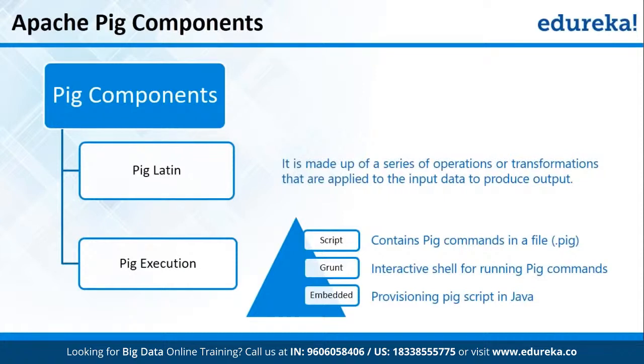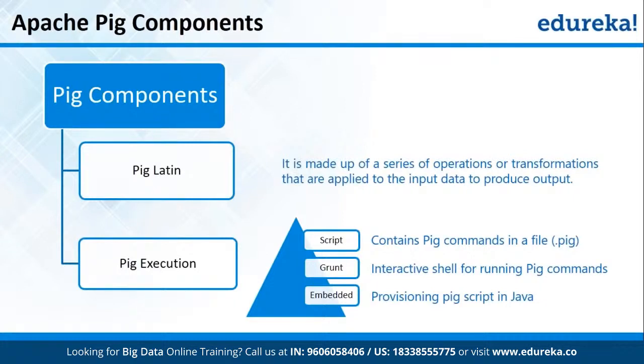What is Pig execution? Pig execution is nothing but the different ways in which you can submit your queries to Apache Pig. First, you can execute the Pig queries using a Pig script, which has an extension of .pig. All you need to do is create a file with a .pig extension, put all your queries within that, and execute it over Apache Pig. Second is the grunt shell, in which you get into the grunt shell and execute the queries one after the other. And the third is embedded Pig execution, in which you can provision your Pig script within a Java client application and execute it over the Pig server.